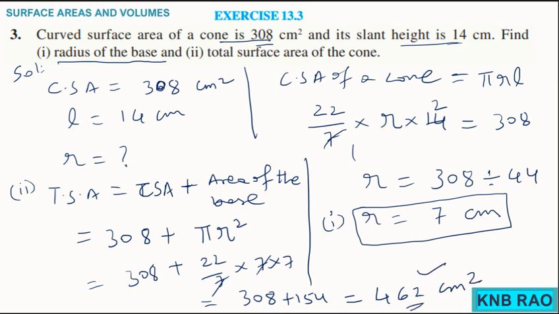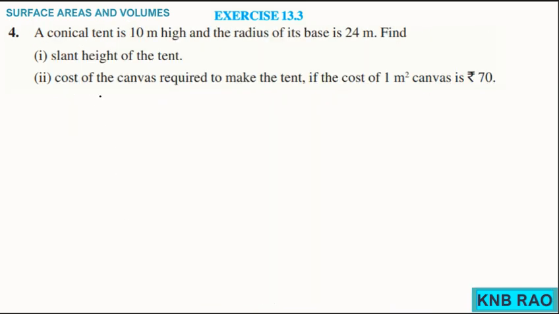Now moving on to question number 4. In question number 4 also you have got 2 sub questions. First, a conical tent is 10 meter high and the radius of its base is 24 meter. See children, in this question they gave h 10 meter, r, that is base radius, 24 meter.